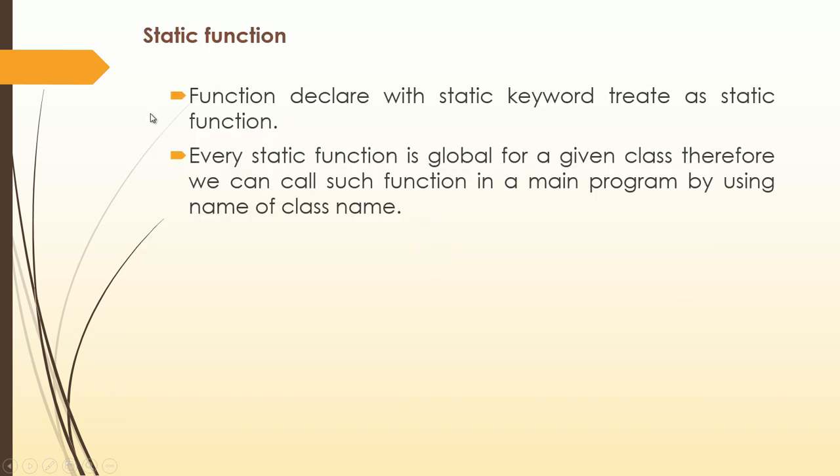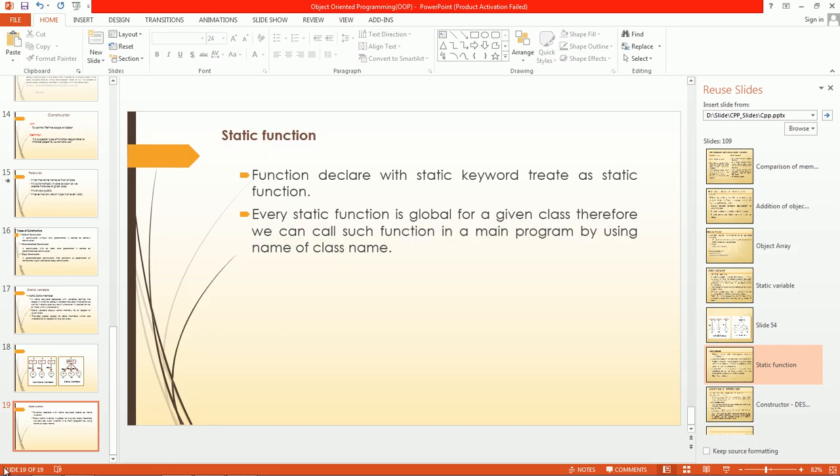We can also use a static function or static method. For a function, simply write the static keyword, then that function is changed to a static method. Like a static variable, a static function is also global for a given class. Therefore, if you want to call such a function, then you have to use the class name along with the dot operator. Let us create an example.